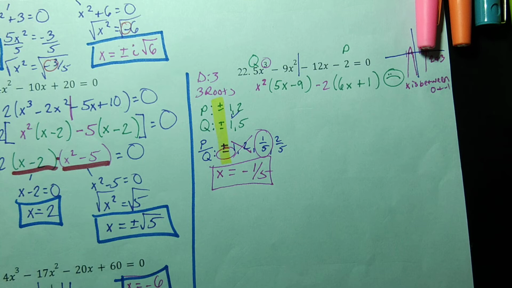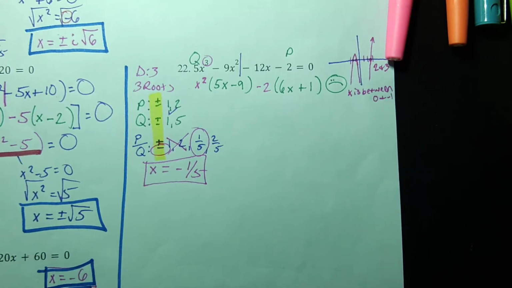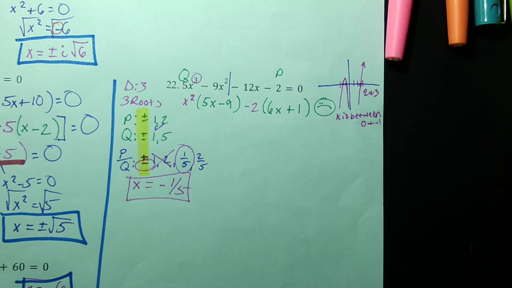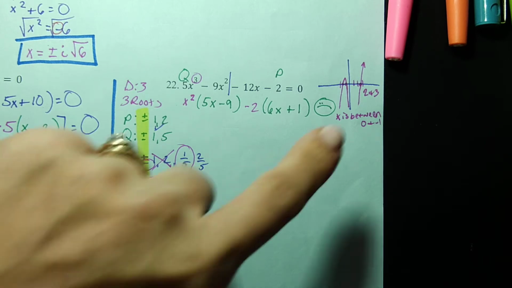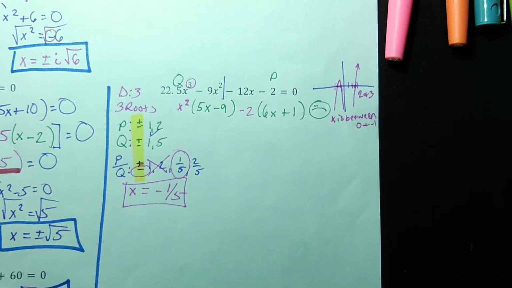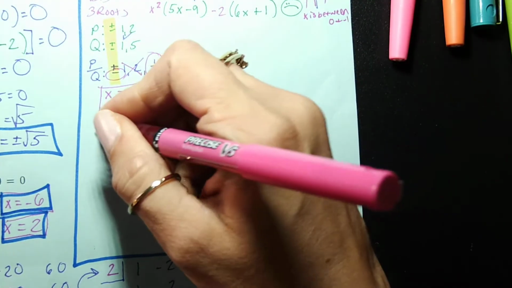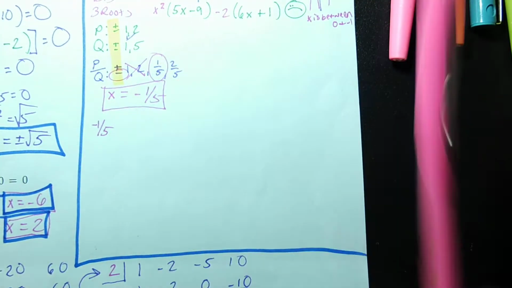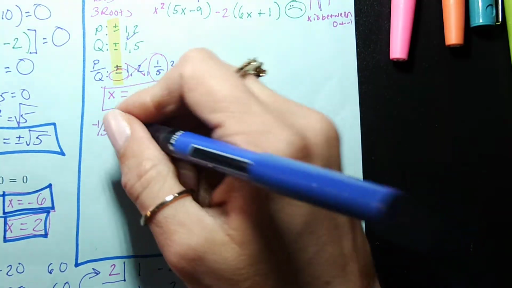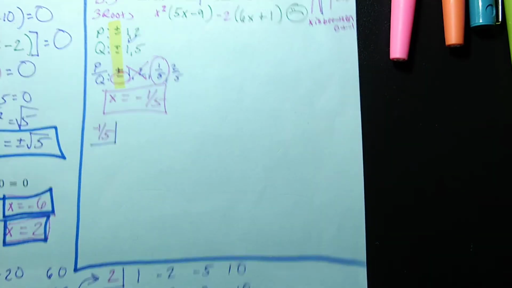So today we are resuming on page 3 where we left off with number 22. So we used our P over Q values to find one root, that non-exact in-between root. And once we have a root, what do we do with it? We put it in the box. So I'm going to put negative 1/5 in the synthetic division box. And we are going to depress our polynomial.